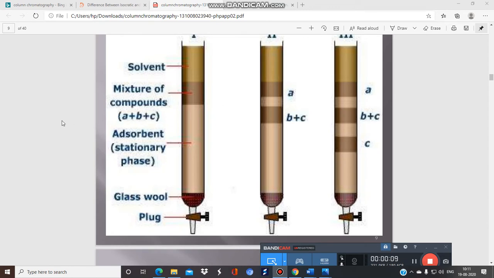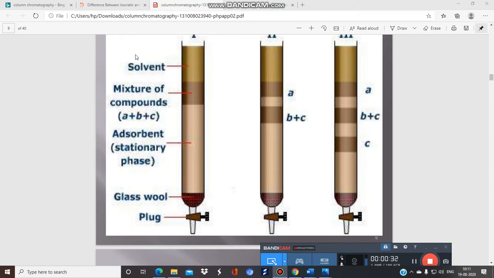So we have discussed the basics of how to do packing in the column. Let's start with how the separation takes place. We have already covered this, so let us recall again. The separation of the compounds present in this mixture is due to the affinity of the compounds either towards the stationary phase or towards the mobile phase.